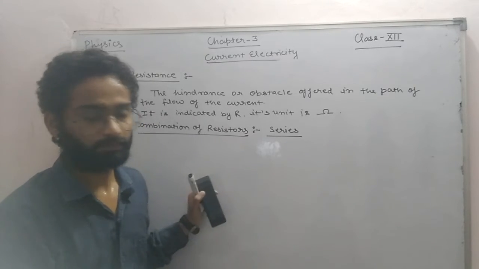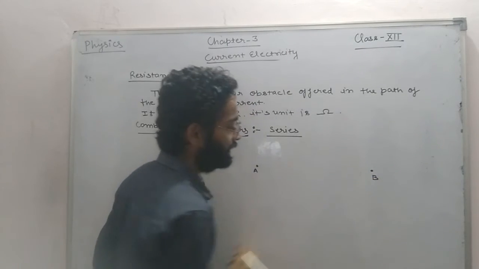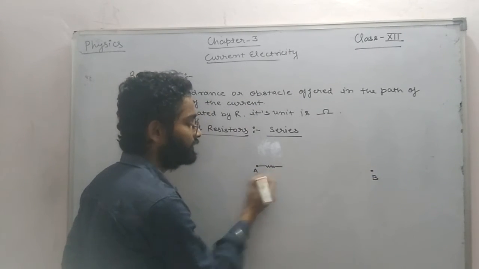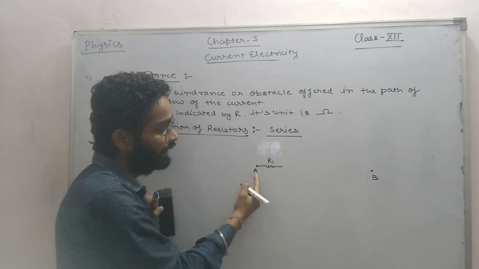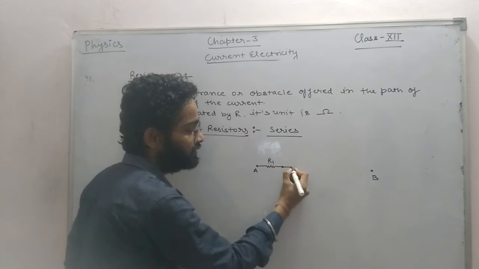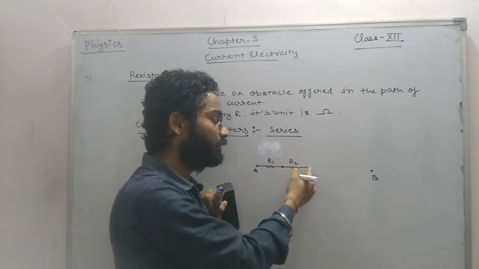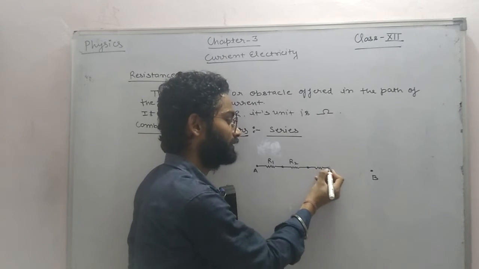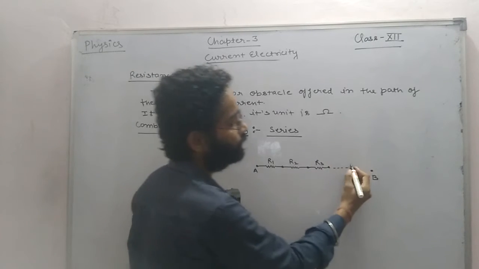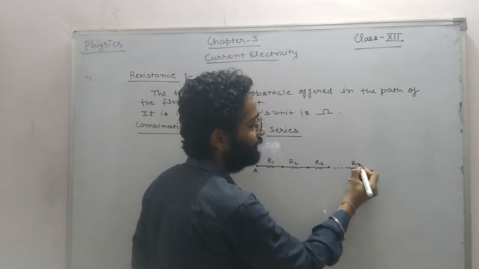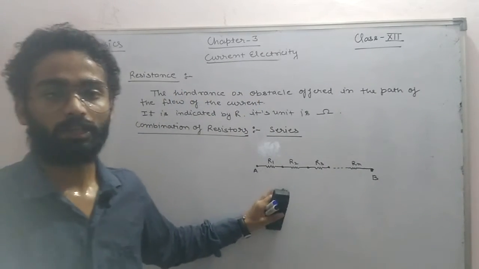What is series combination? If two or more resistors are attached between 2 points, like the first end of the first resistor is attached to the first point, and the second end of the first resistor is attached to the first end of the second resistor, and the second end of the second resistor is attached to the first end of the third resistor. Likewise, many resistors are attached between 2 points, and the last end of the last resistor is attached to the second point. Then this type of combination is said to be a series combination.